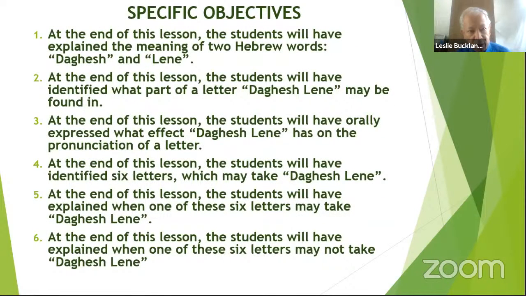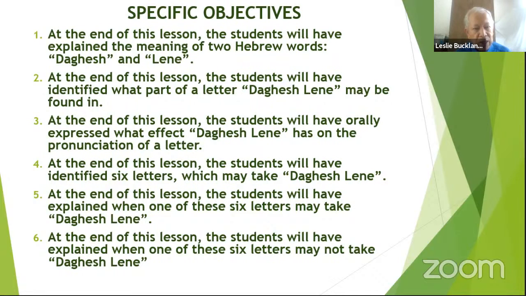The specific objectives are: one, at the end of this lesson, the students will have explained the meaning of two Hebrew words, Dagesh and Lenny. Number two, the students will have identified what part of a letter Dagesh Lenny may be found in. Number three, the students will have orally expressed what effect Dagesh Lenny has on the pronunciation of a letter.